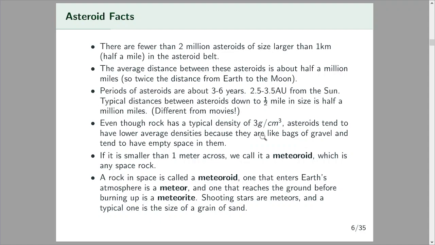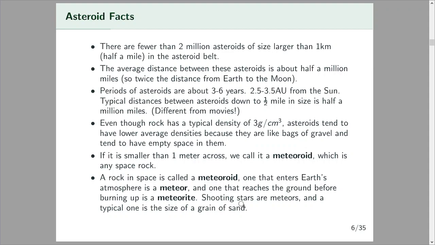If it's smaller than 1 meter across, we call it a meteoroid rather than an asteroid. Anything smaller than a meter in diameter is a space rock, and those we call meteoroids. There's a little jargon with this as well. A rock in space is called a meteoroid. One that enters the atmosphere is called a meteor. That's what a shooting star is. One that makes it all the way to the ground before completely burning up is a meteorite. So you have a meteoroid, a meteor, and a meteorite.